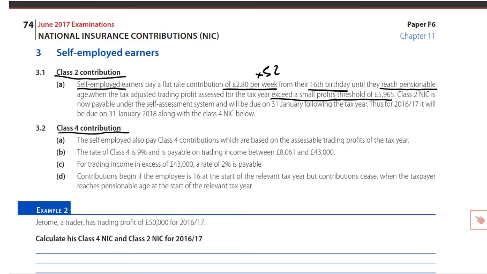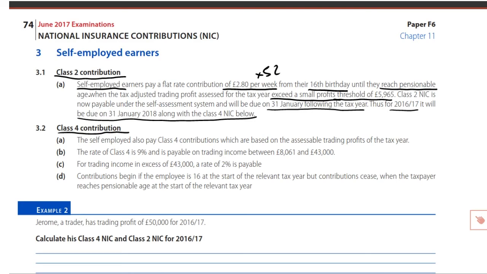Similar here, inasmuch as Class 2 NIC is now payable under self-assessment, but will be due on the 31st of January following the tax year. So for 16-17, it will be due on the 31st of January 18, along with the Class 4 NIC below. Whereas the employer is doing this on a weekly or monthly basis throughout the tax year, so far as the self-employed are concerned, the Class 2, not a huge amount as we know, is due on the 31st of January 2018, along with the Class 4 NIC, which is also payable then.